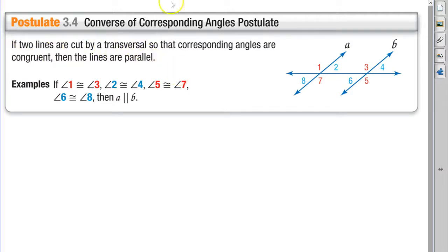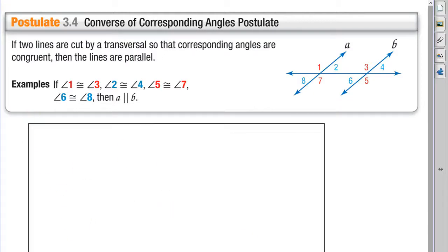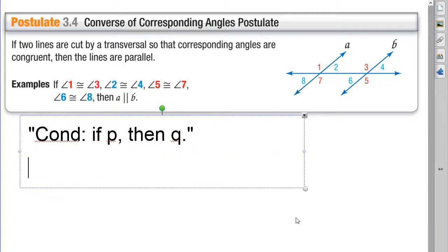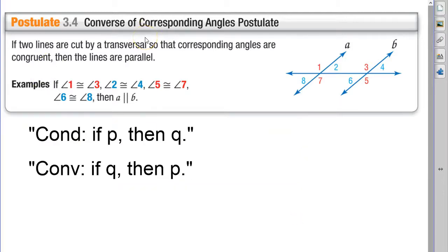This is the converse. Remember the conditional. I'll just type this out to make it easy on myself. Conditional says if P then Q. Well, we already had one that said if lines are parallel, then the corresponding angles are congruent. Now we're going to flip that. We're going to say, hey, if Q, then P. Okay. So that's why this is the converse.